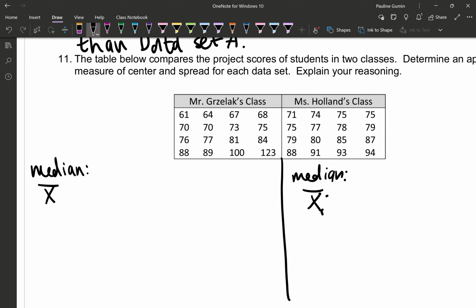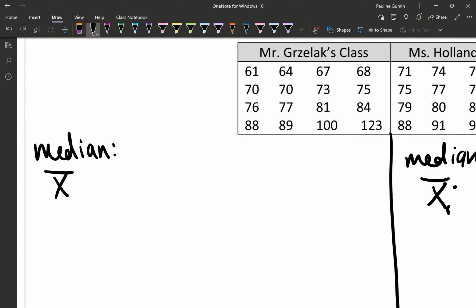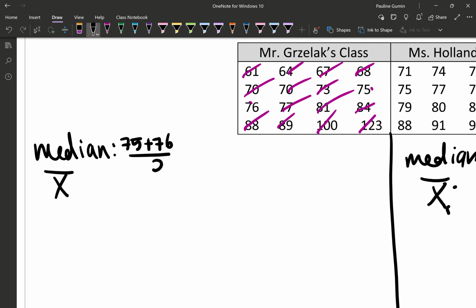Alright, so we're looking at the center and spread for each data set. So we're looking at each class individually. Let's start with Mr. G's class. Let's start with his median. To find his median, we could do this because the numbers are in order. 75 and 76. Alright, well, let's find out what's between 75 and 76. For that, we can do 75 plus 76, divide that answer by 2. That's 75.5.